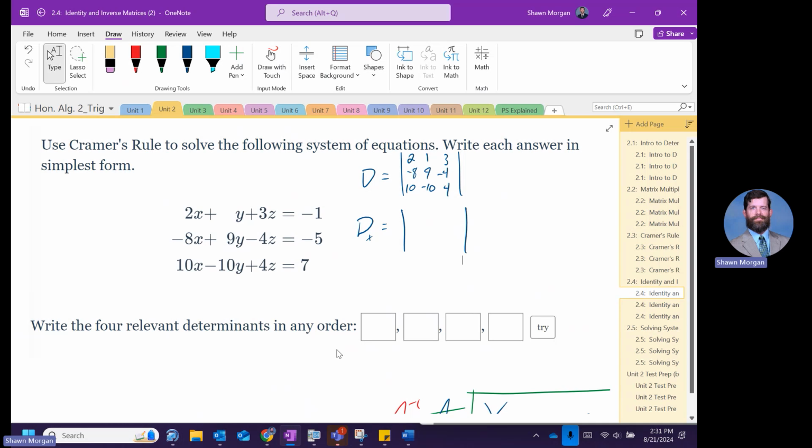Let's see here. Shane, how do I go about finding the determinant of x? What do I do for x? It's a little bit different. Beautiful. And then everything else stays the same. So 1, 9, -10, 3, -4, 4. And when we plug that in on the calculator, we divide Dx over D, and we get what the x value is. That's what Cramer's rule says.